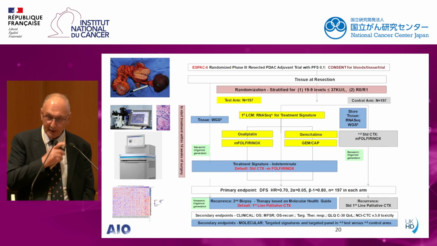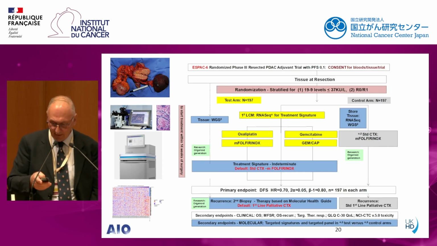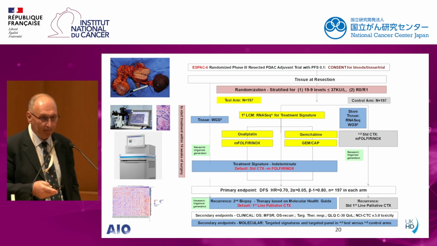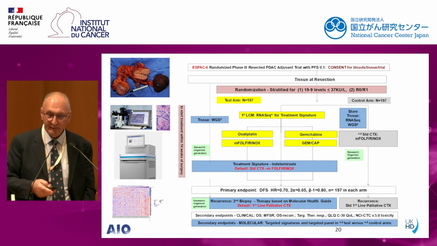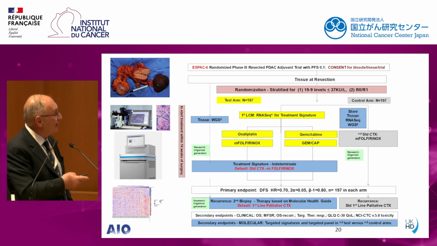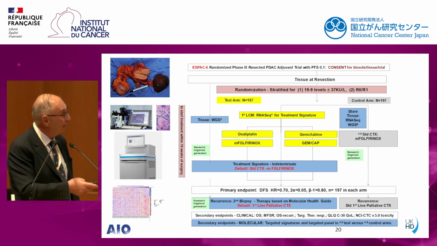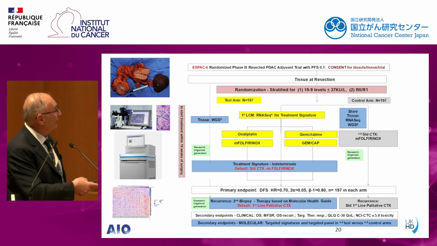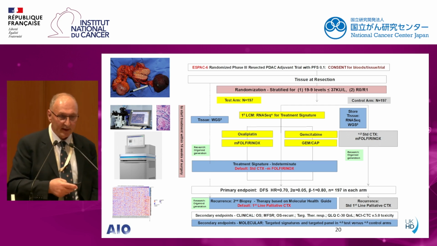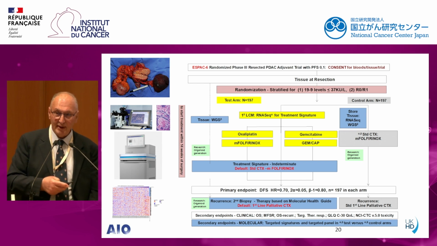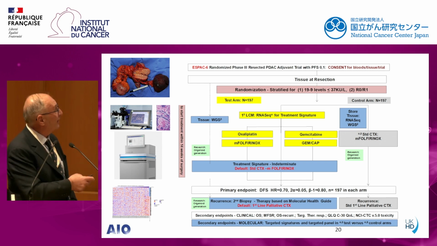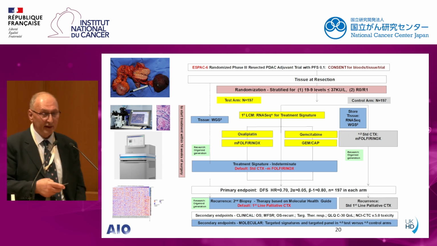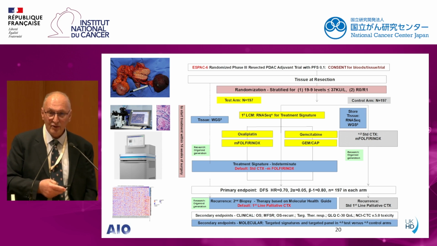Right, so this is SPAC 6. We're about to start recruitment very shortly. It's quite simple. SPAC 6 is for resectable disease. It looks complicated. It's not. Patients are randomized into a standard arm, which is FOLFIRINOX. The experimental arm is randomized into oxaliplatin-based therapy or gemcitabine-based therapy. And this is based on an RNA-seq determined transcriptomic signature.